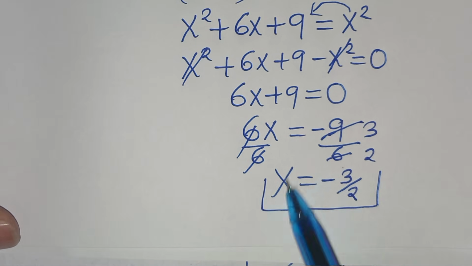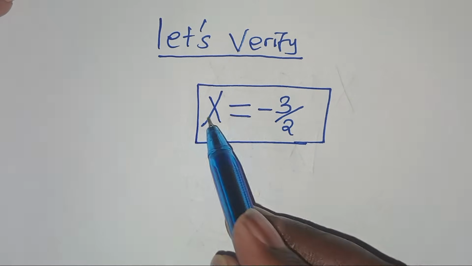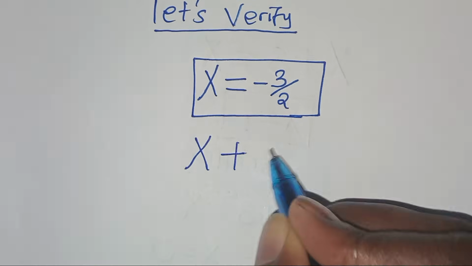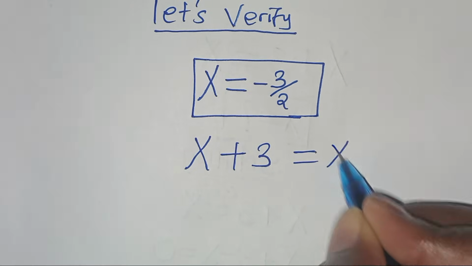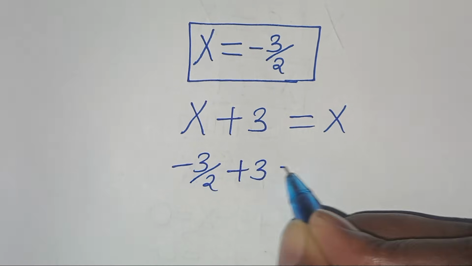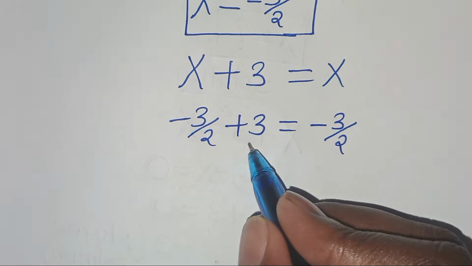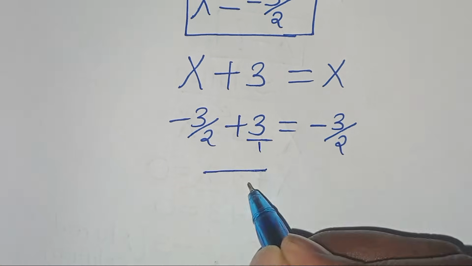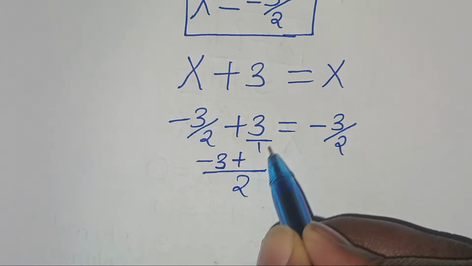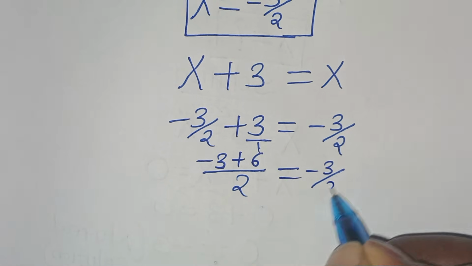Let's verify if this value of x, which is minus 3 over 2, satisfies the equation. We have x plus 3 equal to x. So this is negative 3 over 2 plus 3, equal to negative 3 over 2. Now the LCM here is equal to 2. So we have 2 divided by 2 is 1 times negative 3, this is negative 3, plus 2 divided by 1 is 2 times 3. This is 6. And this is equal to negative 3 over 2.